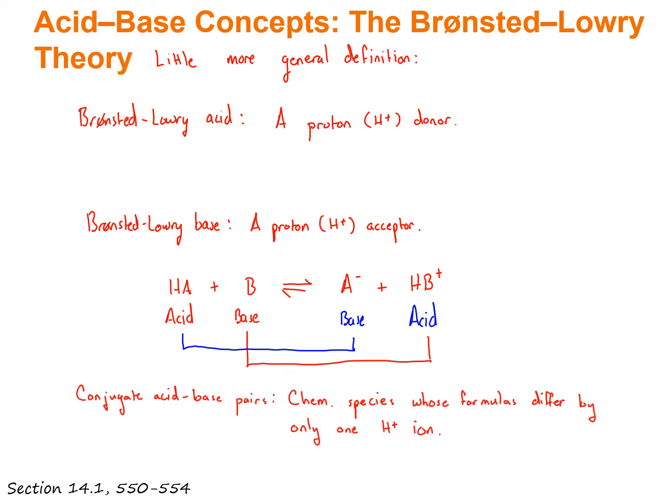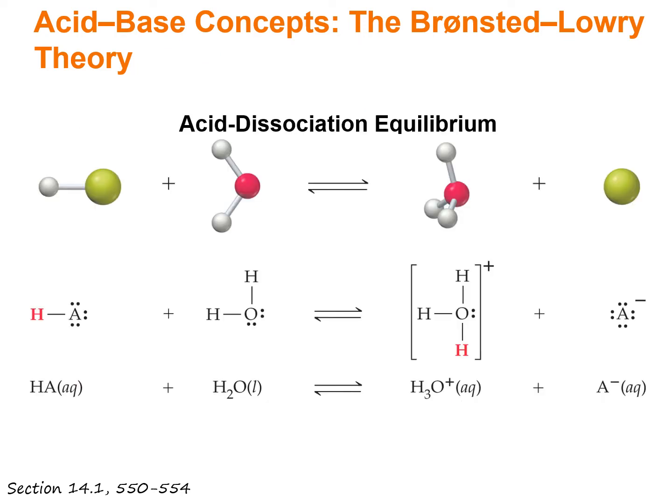So one thing that we will have to define a number of times are conjugate acid-base pairs. These are just the chemical species whose formulas differ by only one hydronium or H plus ion. So we see HA and A minus, and B and HB plus in the example above. If we look at this reaction, in which we're just looking at an acid dissociation equilibrium, we have HA reacting with water to produce hydronium ion plus this A minus. So let's take our time to define what the acid, base, conjugate acid and conjugate base are in this particular pair.